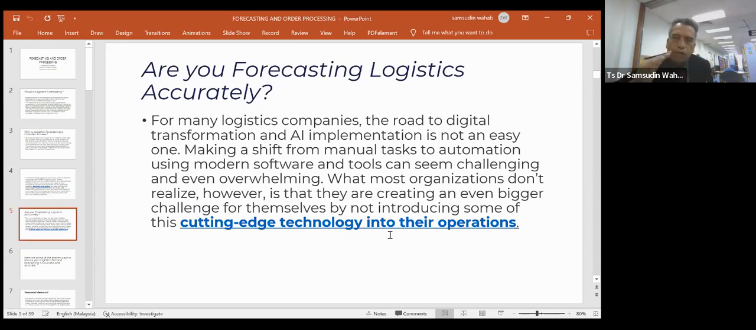We know the numbers of transportation. We know the mode of transportation we can choose, whether we want to use land transportation, or air transportation, an aeroplane, to supply our product, or a ship to move our product. So this can reduce our operation cost by understanding the forecasting numbers, the numbers of demand.